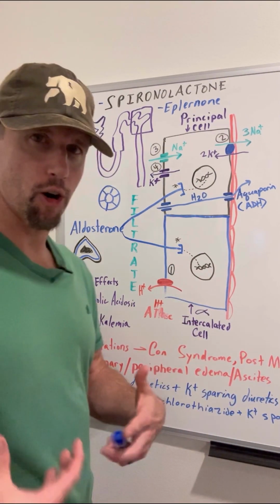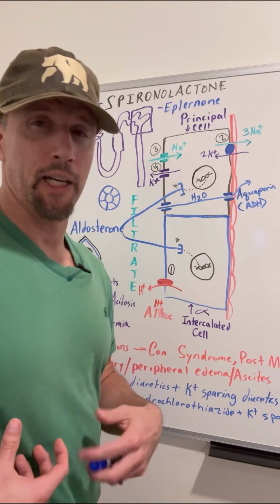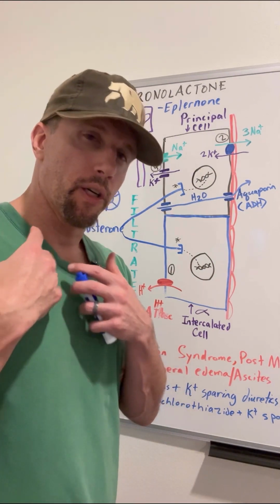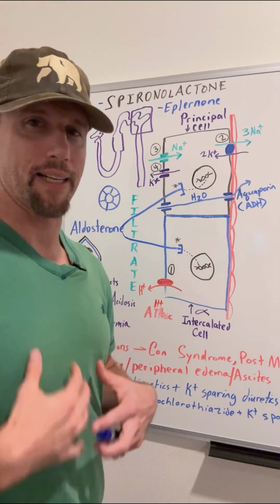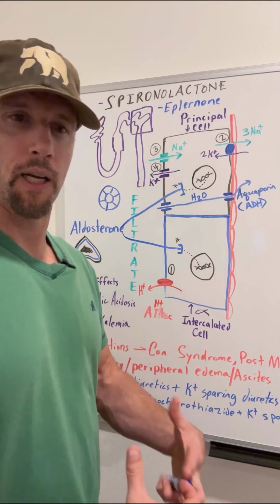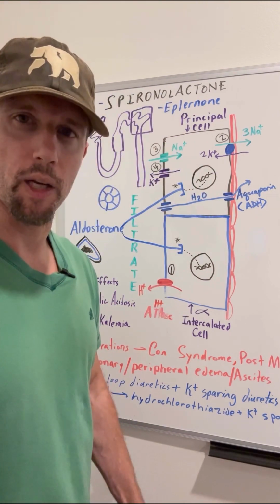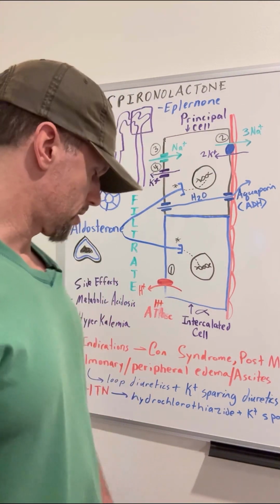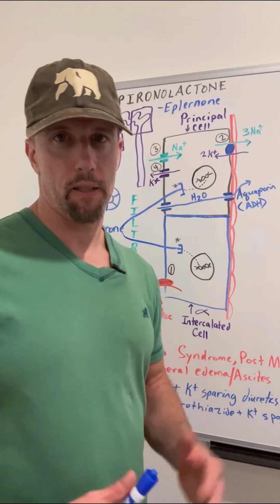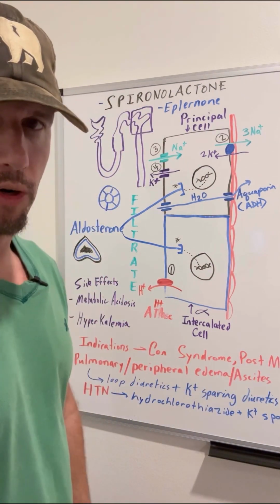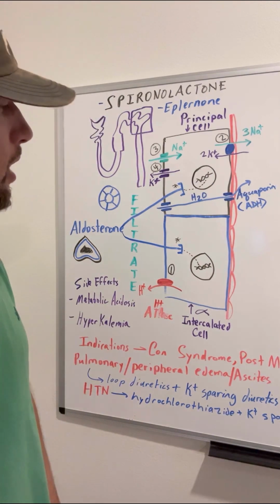Same thing if you have right-sided heart failure. The blood's backing up, you have that jugular venous distension. You could have ascites, swollen abdomen. You could have peripheral edema where you have more blood in your extremities. And so you could also use the loop diuretic and potassium sparing diuretic to work on that as well.